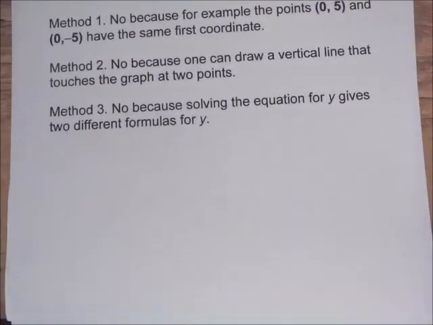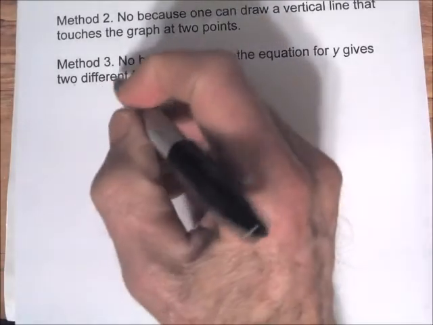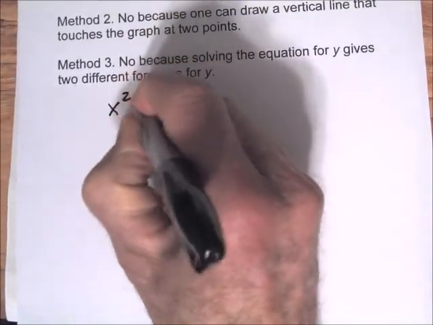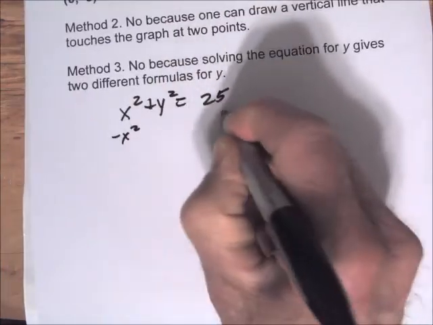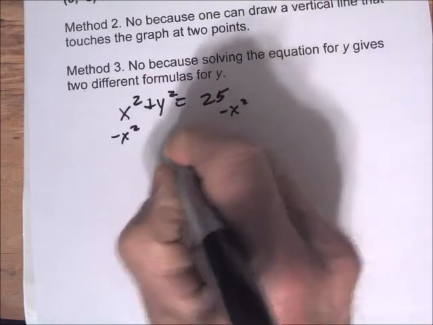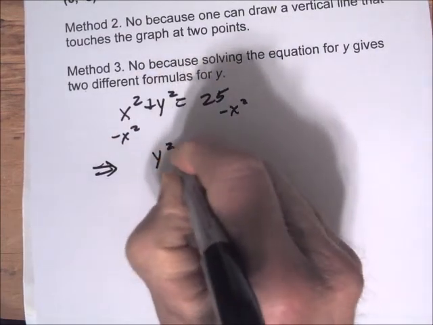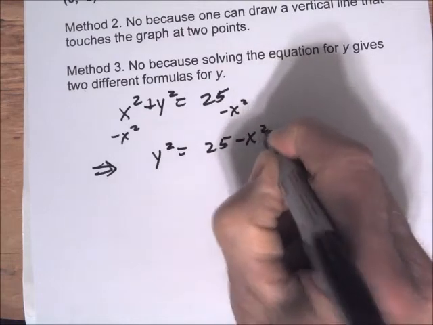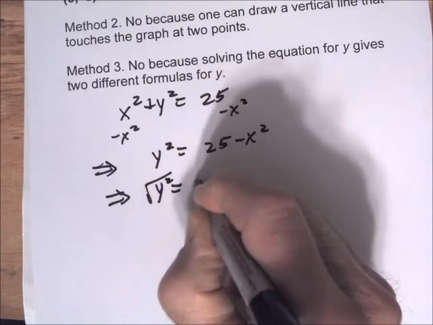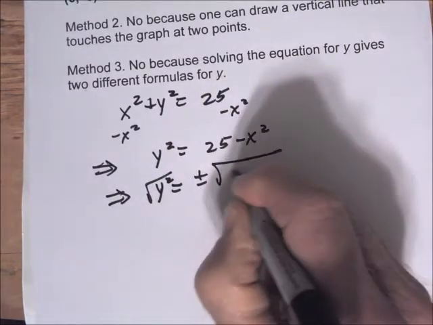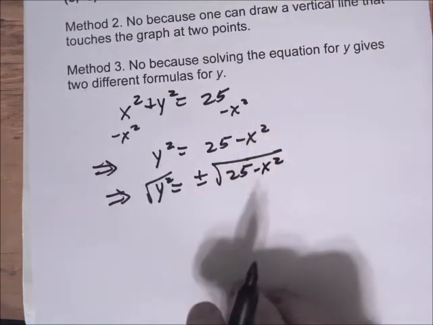Another way of doing that is to solve for y. If we solve for y and we get more than one answer, then that means it's not a function. So if we start with x squared plus y squared equals 25, subtract x squared from both sides because we want to isolate the y. That'll give us y squared equals 25 minus x squared. And then take the square root. Well, most numbers have 2 square roots. So let's take the square root of both sides, and we're going to have to put plus or minus here because most numbers have 2 square roots.